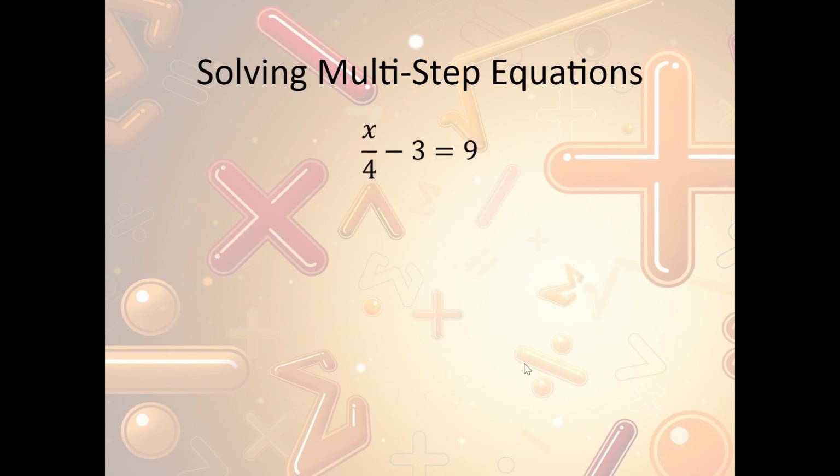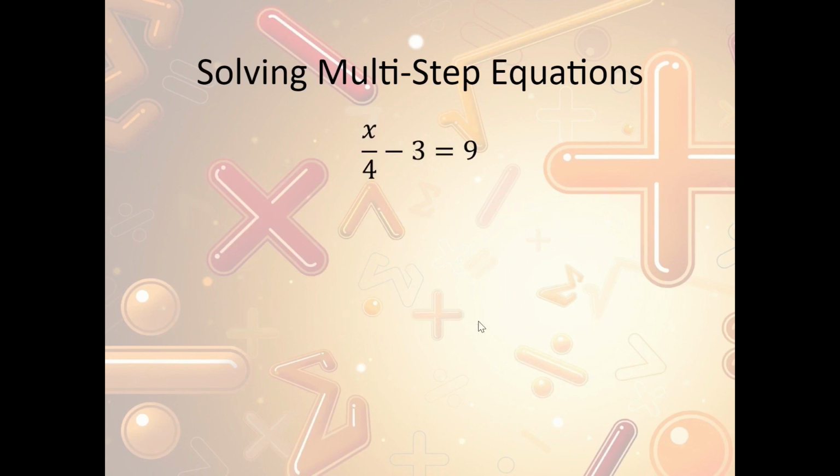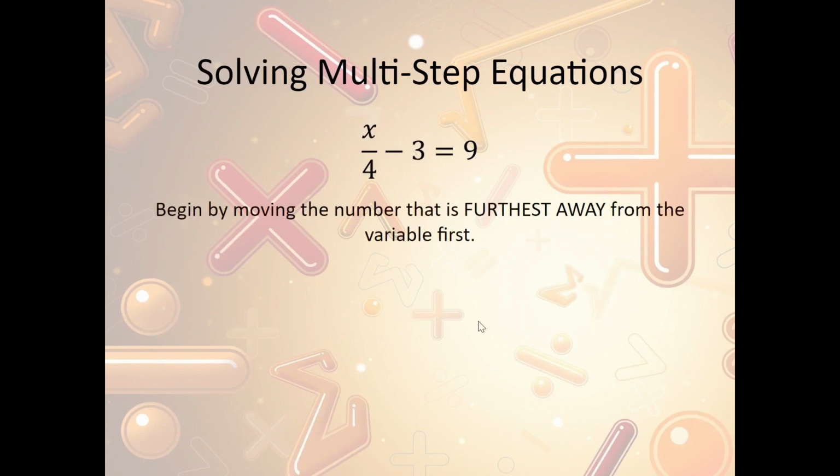Let's look at another example. We have x over 4 minus 3 is equal to 9. So we're going to do the same thing. First thing is we need to get x by itself. So we need to get rid of the 3 and the 4. And we're going to start by getting rid of whatever's furthest away. So in this case, the 4 is kind of attached to the x. The 3 is out here floating. So we're going to get rid of that first.